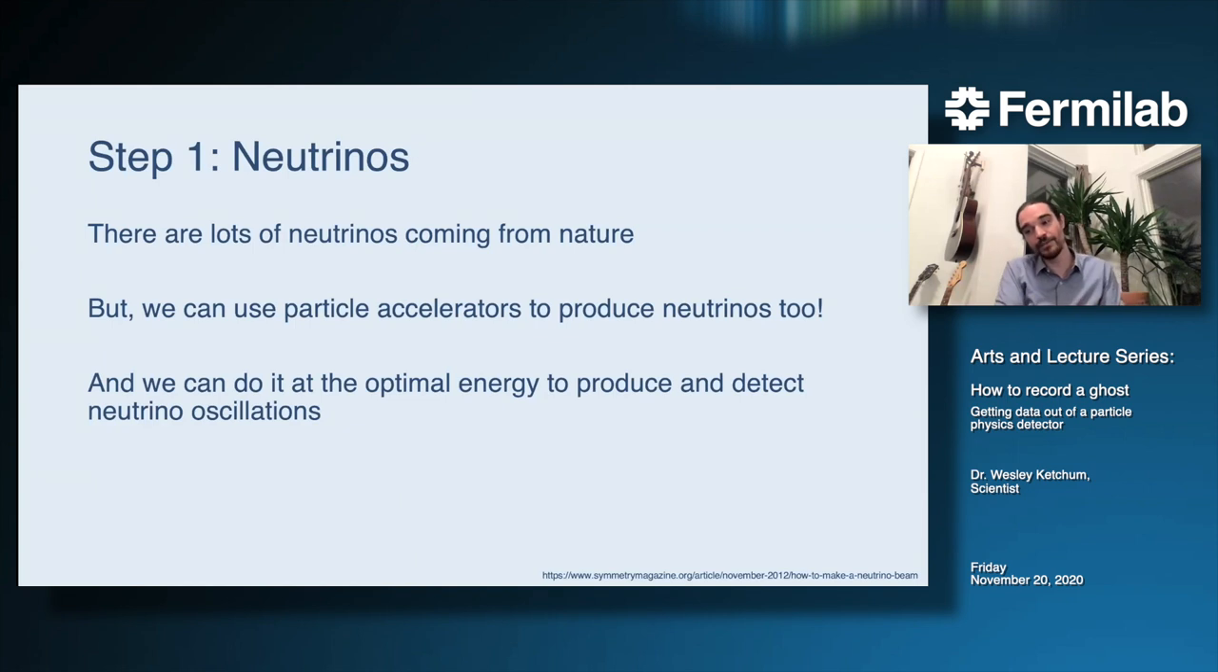But let's start with step one, the neutrinos themselves. There are a lot of different places that we can look for neutrinos. And there are a lot of neutrinos, like I mentioned before, that come from nature itself. But one of the cool things is that we can actually use particle accelerators to produce neutrinos too. And one of the nice things that particle accelerators allow us to do is produce neutrinos at the optimal energy and put our detectors in the optimal location in order to probe and detect neutrino oscillations, to maximize our ability to see these neutrino flavor changes.